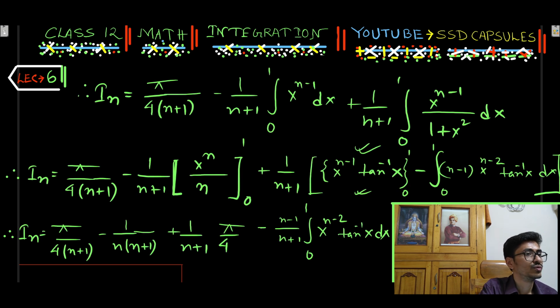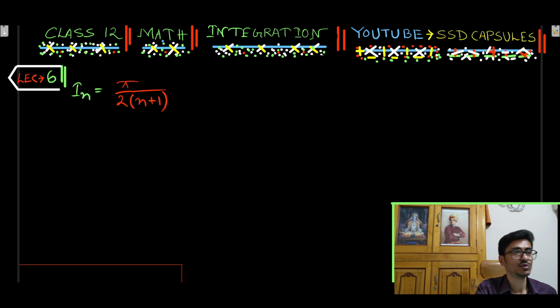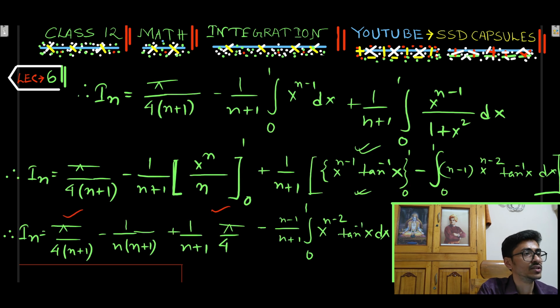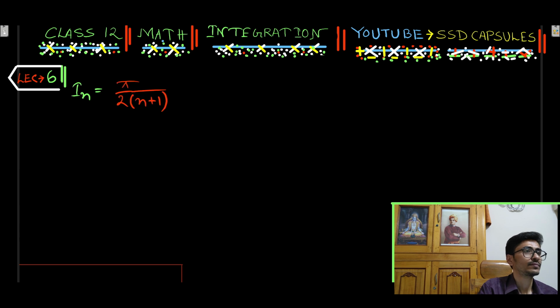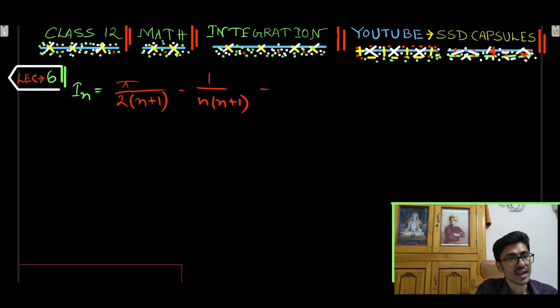So I_n equals, here pi by 4 into (n plus 1), two terms are there here, pi by 4 into (n plus 1), so pi by 2 into (n plus 1). We just simply add these two identical terms, previous page, minus 1 by n into (n plus 1), minus (n minus 1) by (n plus 1).